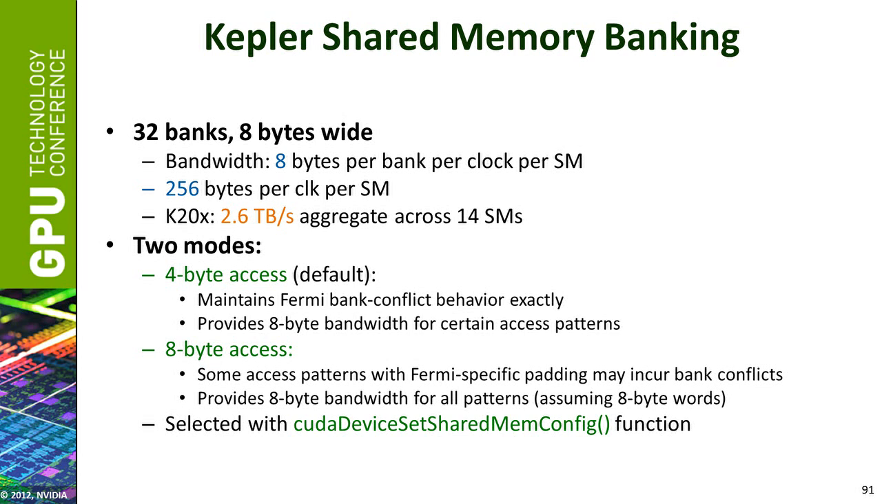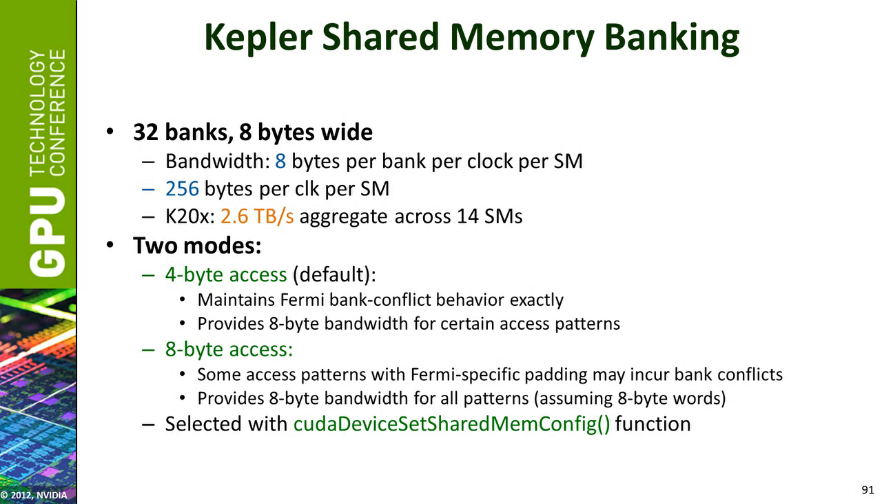Fermi had 4-byte banks, so they were half as big, half the bandwidth. But if your code was doing some padding to avoid bank conflicts on Fermi, if you switch to 8-byte banks, you might get some additional conflicts on Kepler. So for backward compatibility, to really give you the same exact functionality as Fermi, by default, we always run in 4-byte mode, and you can enable 8-byte mode if you want some extra performance. You select it with CUDA's device set shared memory config function.